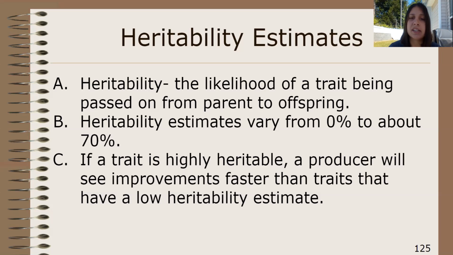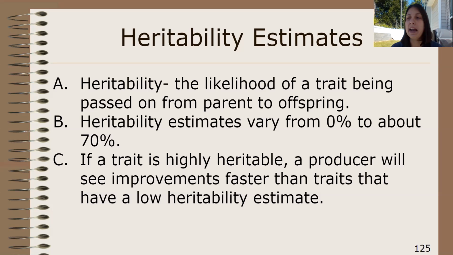Heritability estimates, typically they're going to range from 0%, meaning this is not a trait that you can pass on from one animal to another, to 70%, which is like super, super highly likely that this trait is going to be passed on. So think brown eyes. Parents have brown eyes, super, super likely that the baby is going to be born with brown eyes.